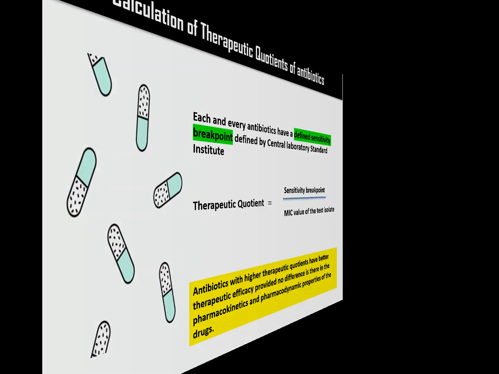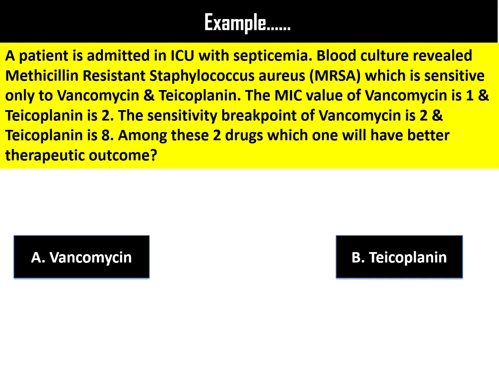Let's see an example. A patient is admitted in ICU with septicemia. Blood culture reveals methicillin-resistant Staph aureus, which is sensitive only to vancomycin and teicoplanin. The MIC value of vancomycin is 1 and teicoplanin is 2. The sensitivity breakpoint of vancomycin is 2 and teicoplanin is 8. Among these two drugs, which one will have better therapeutic outcome?